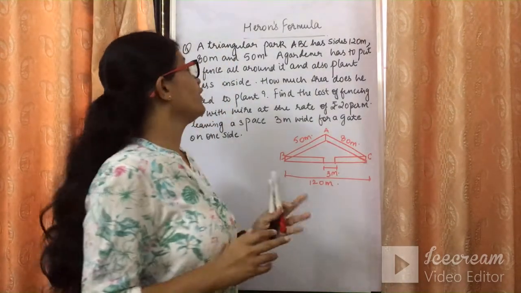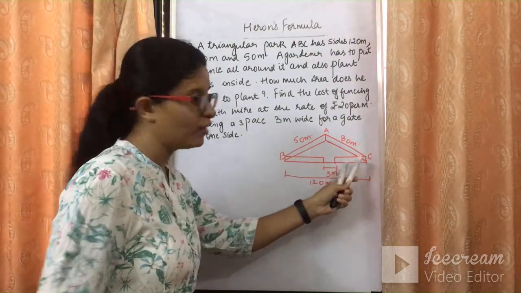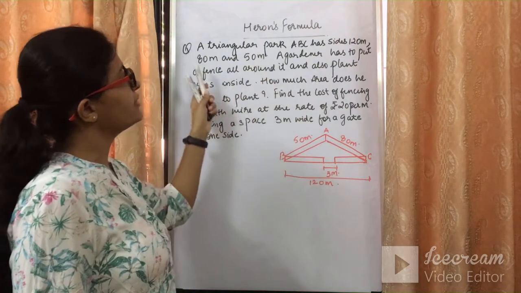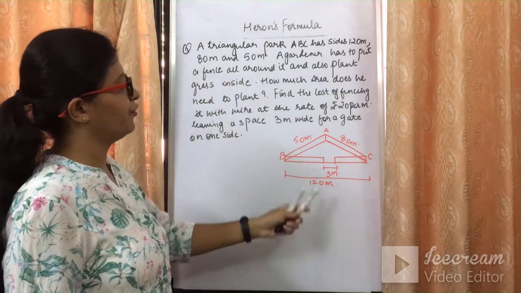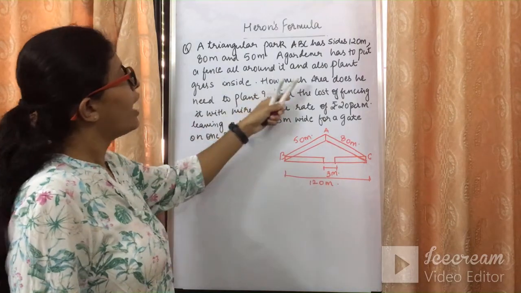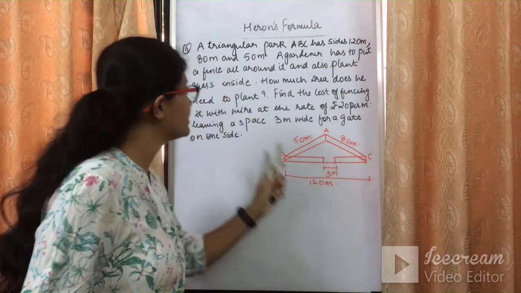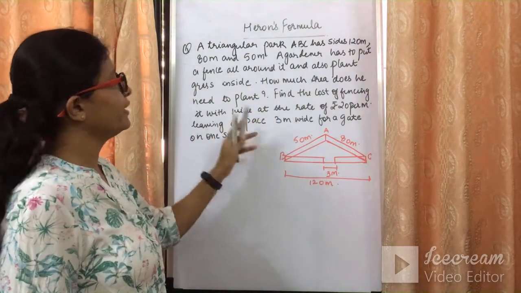So let's have a look onto this question. A triangular park ABC. So you can see a park. This is a triangular park which is named as ABC. Has sides 120 meter, 80 meter and 50 meter. You can see 120 meter, 50 meter and 80 meter. A gardener has to put a fence all around. So this is a fence, as you can see. This is a fence all around it, and also plant grass inside.